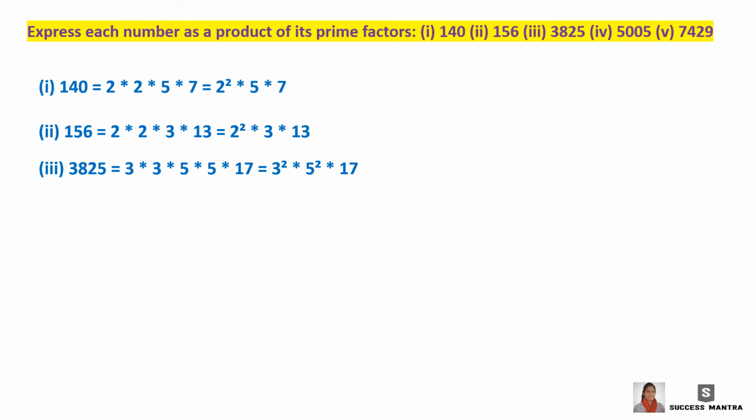So 140 is 2 into 2 into 5 into 7. We can write it 2 square into 5 into 7. Similarly, 156 is 2 square into 3 into 13. 3825 is 3 square into 5 square into 17. 5005 is 5 into 7 into 11 into 13. And 7429 is 17 into 19 into 23.